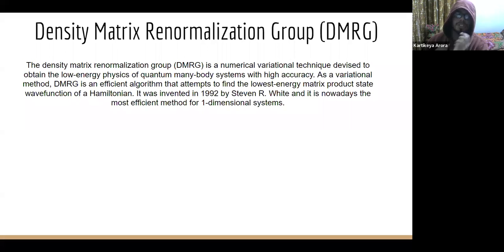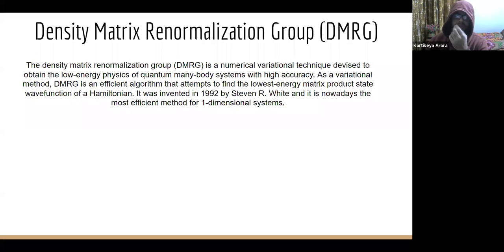So we use something called the density matrix renormalization group, or DMRG. Now, DMRG was invented by Steve White in 1992. It is an efficient method for 1D systems. It's a variational algorithm that helps to find the lowest energy eigenstate of the Hamiltonian in the form of a matrix product state. Now, there are two ways to study DMRG.